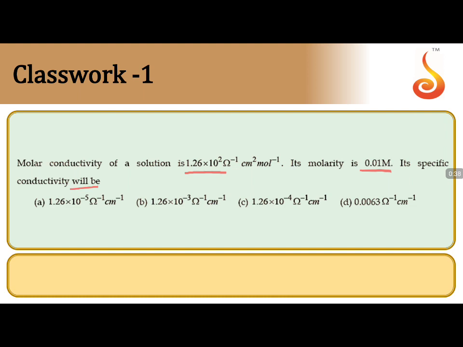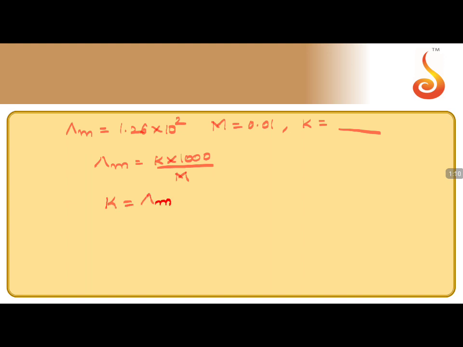To determine this, we need to go with the formula of molar conductance. Coming to the data, lambda m is given as 1.26 into 10 power 2. Molarity is given as 0.01 molar, and they are asking us to find the K value. We know the formula: lambda m is equal to K into 1000 by molarity. From this I can write K is equal to lambda m into molarity by 1000.